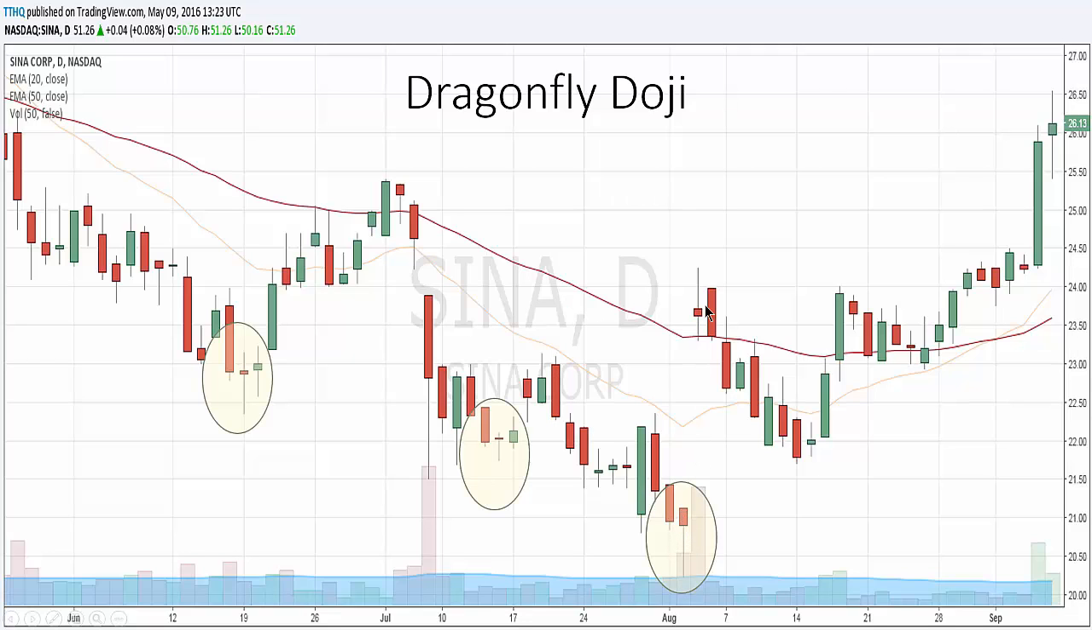And you can see on the very next day, we actually gapped up significantly. So this would be your indication that the bearish movement is probably over and that you'd want to cover your short positions.